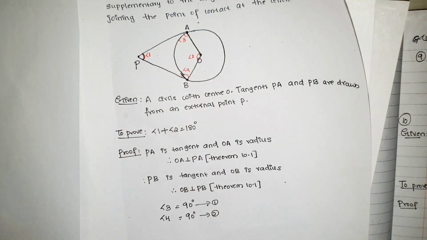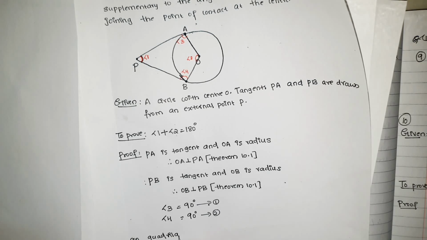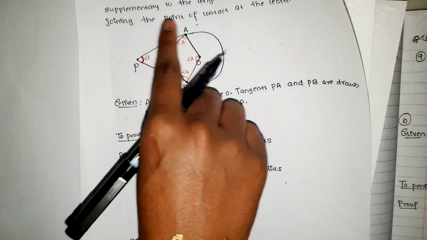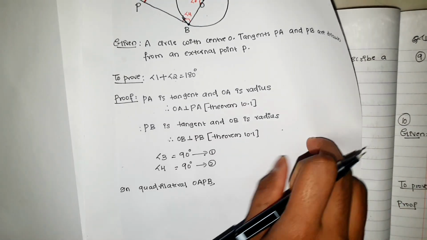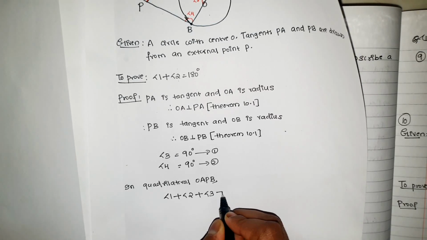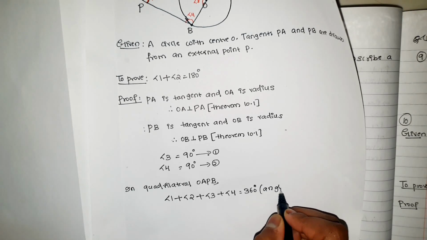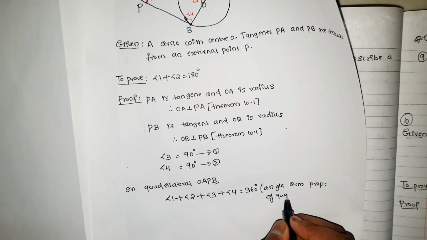Next, we can take this full quadrilateral OAPB. In quadrilateral OAPB, what is it? Sum of the angles in a quadrilateral is equal to 360 degree. So angle 1 plus angle 2 plus angle 3 plus angle 4 is equal to 360 degree. Angle sum property of quadrilateral.